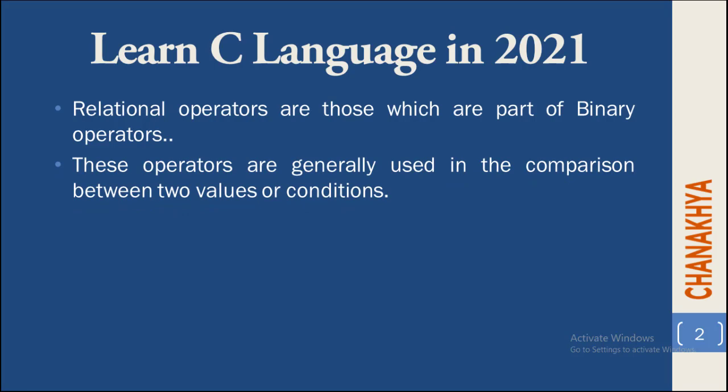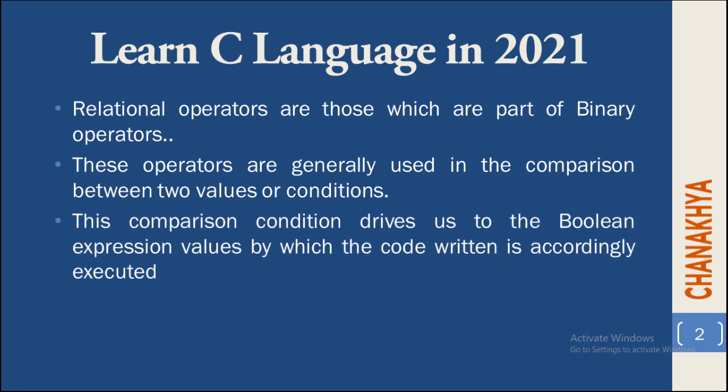So basically the relational operators are used to compare the two values, or maybe the two conditions. This comparison drives us to a Boolean expression value by which the code written is accordingly executed. So as we use a relational operator between two values or conditions, that leads to another value, that is a Boolean expression. Boolean expression means we will get the result in the form of true or false. So according to the result we got in the form of Boolean, the written code is executed accordingly.